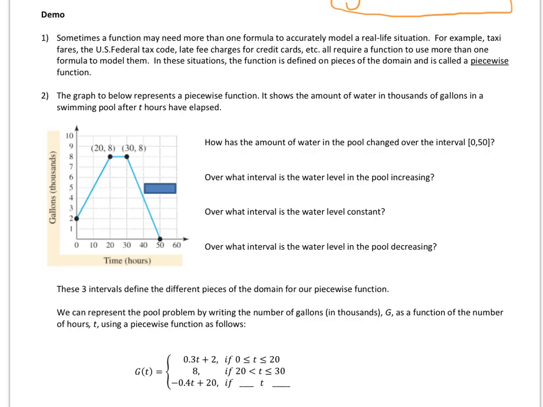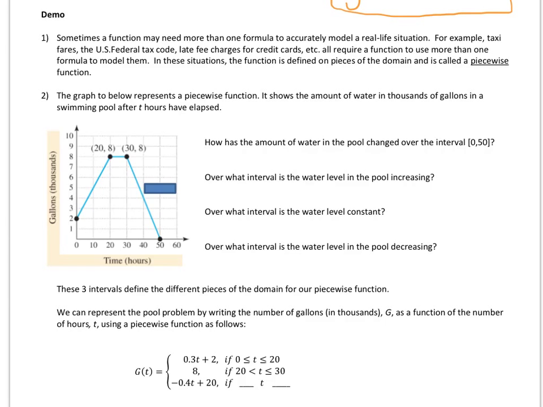Alright, so sometimes a function needs more than one formula to accurately model a real-life situation. For example, taxi fares, or the U.S. federal tax code, which varies based on income, late fee charges for a credit card based on what your balance is or how late it is. All of those things require a function that uses more than one formula to model them. So in these situations, the function is defined on different pieces of the domain, so we call it a piecewise function.